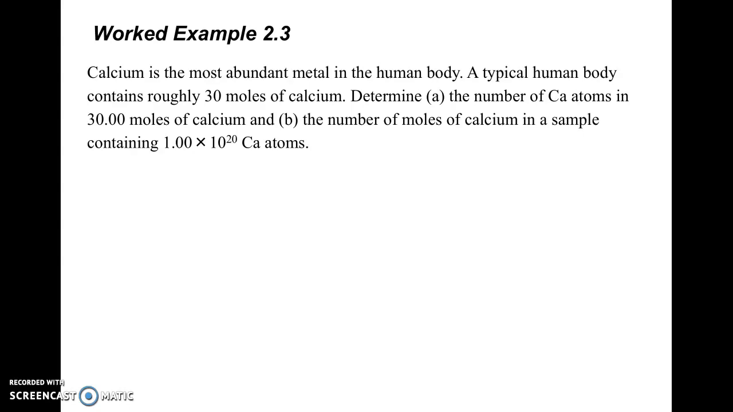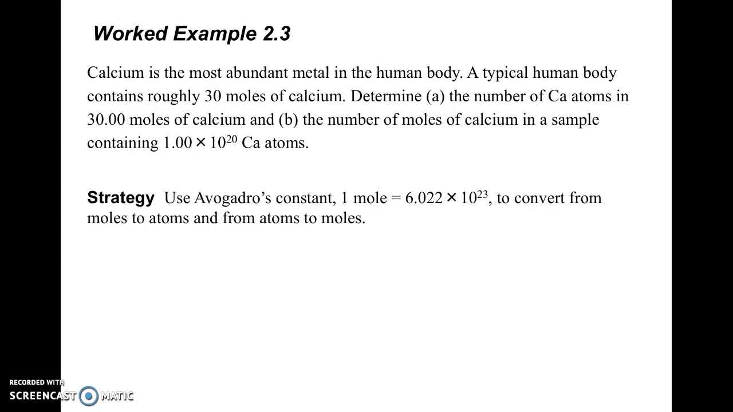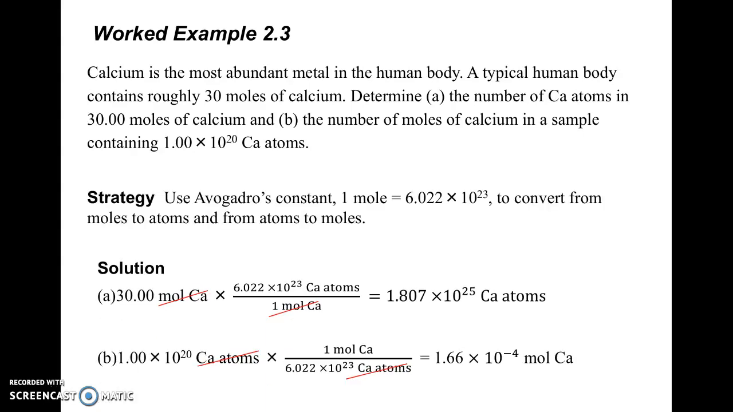Calcium is the most abundant metal in a human body, obviously because of the bones. Roughly, a human body contains 30 moles of calcium. So it's determine the number of calcium atoms in 30 moles and the number of moles of calcium in a sample containing 1 times 10 to the 20th calcium atoms. So here we want to get used to it in dimensional analysis. We're going to use Avogadro's number, and it's pretty straightforward. If you have 30 moles of calcium, the amount that's typically in a human body, you use Avogadro's number as atoms per mole so that the moles cancel and you're left with an answer in atoms.